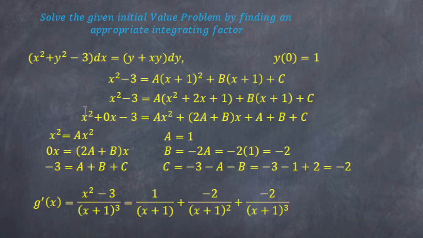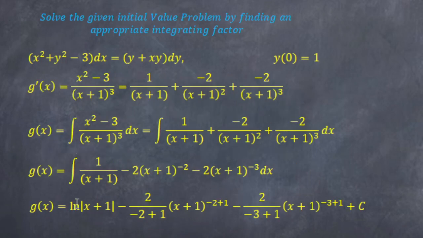So the coefficient of x squared here is 1. The coefficient of x squared here is a. That's why we have a is equal to 1. The coefficient here of x is 0. Coefficient of x here is 2a plus b. That's why we have b is equal to negative 2a, and negative 2, because negative 2 times 1 is negative 2. And our constant negative 3 is equal to a plus b plus c. And finding c, we have c is equal to negative 2. And we already decomposed this g prime of x into partial fractions. That's why we can find now its integral. The integral of g prime of x is g of x.